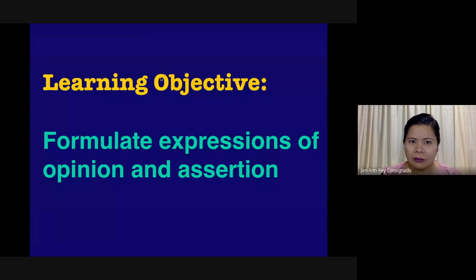Our learning objective: formulate expressions of opinion and assertion. Now, let us discuss the meaning of opinion and assertion. What is the meaning of opinion? What is the meaning of assertion?